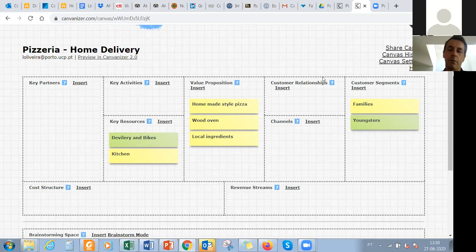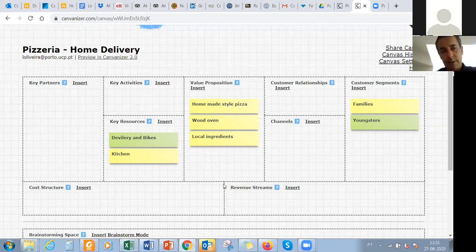As you see, we are not trying to fill in or think about all 9 building blocks, but just changing the restaurant for a home delivery system. We are changing the overall business model, and we are changing the strategy that we will follow to develop our business of selling pizzas, our food business.